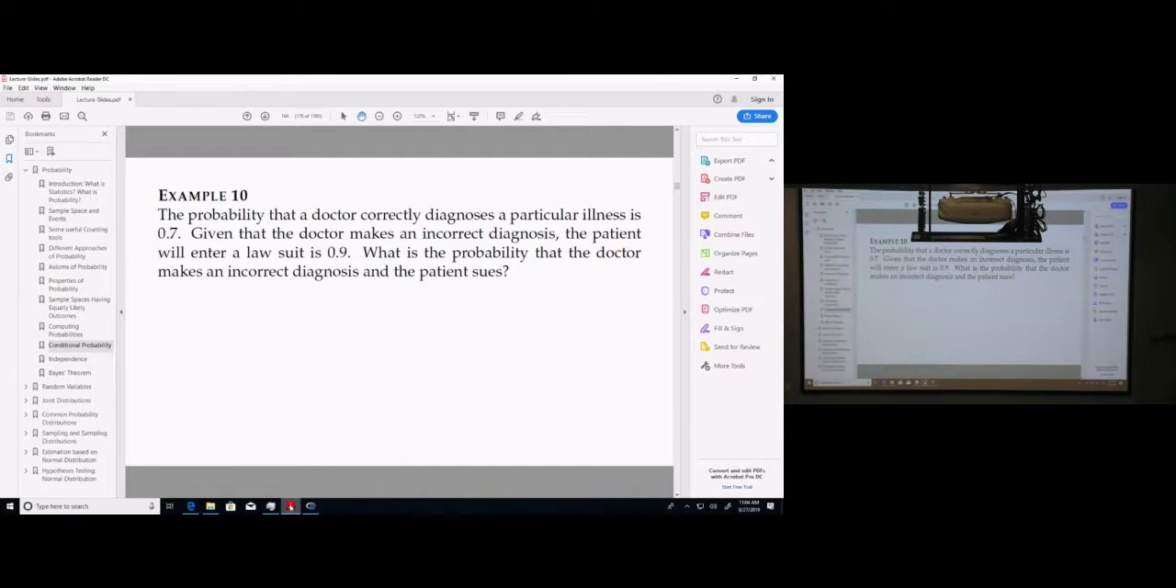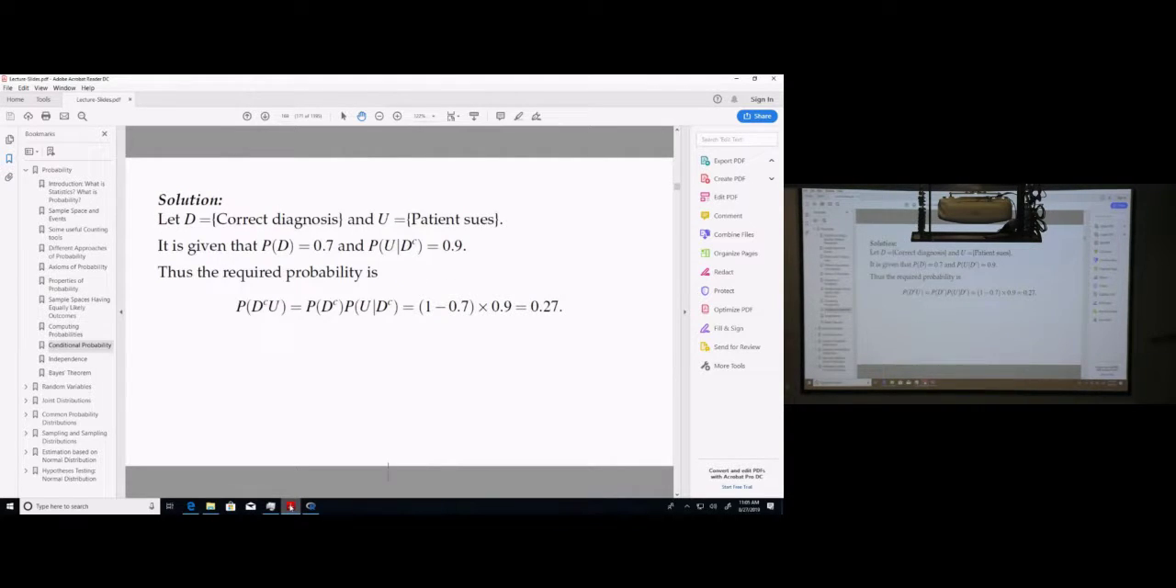Okay, this is interesting. The probability that a doctor correctly diagnoses a particular illness is 0.7. Given that the doctor makes an incorrect diagnosis, the probability that the patient will enter a lawsuit is 0.9. What is the probability that the doctor makes an incorrect diagnosis and the patient sues? All right. So this is the situation. D stands for correct diagnosis, and U is patient sues the doctor.